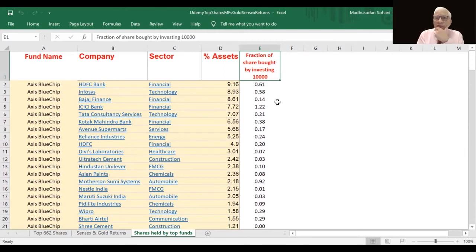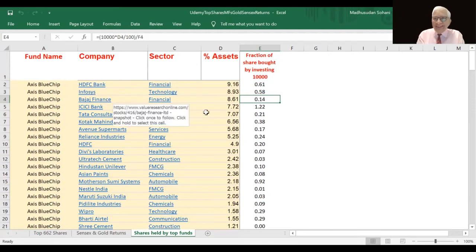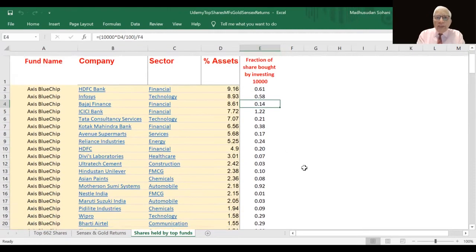If a person is investing, let's say, 10,000 rupees, it is not possible to hold all these shares, since the prices of some of these shares are more than 3,000 or 4,000. So it is not possible to invest directly in all these shares. But by investing only 10,000 rupees in Axis Blue Chip Fund, it is possible to have 0.61 of an HDFC Bank share, that means a little more than half. This is also a little more than half of an Infosys share, and 14% of a Bajaj Finance share. So this is the breakup.